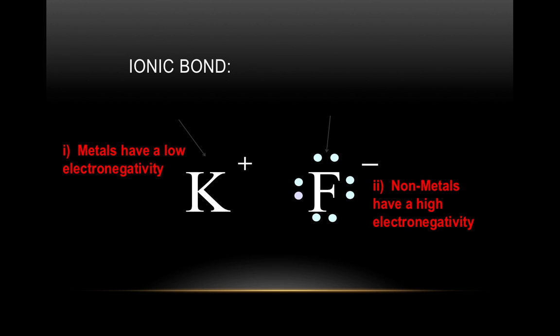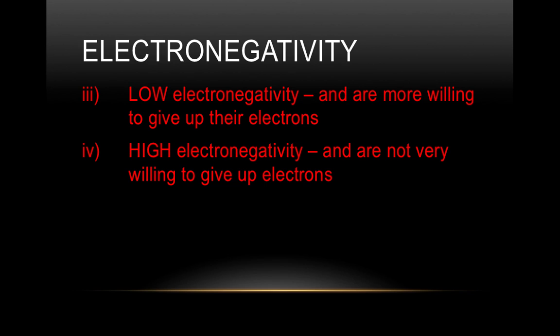Metals have a low electronegativity because they don't have very many electrons. It's easier for them to give them up. And nonmetals have a high electronegativity. The low electronegativity means that they're more willing to give up their electrons, and high electronegativity means they're not willing to give up their electrons.